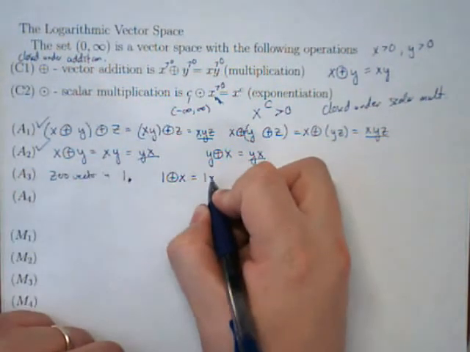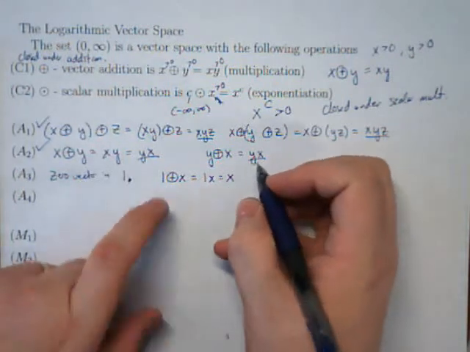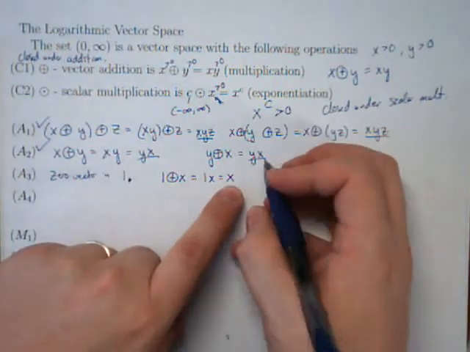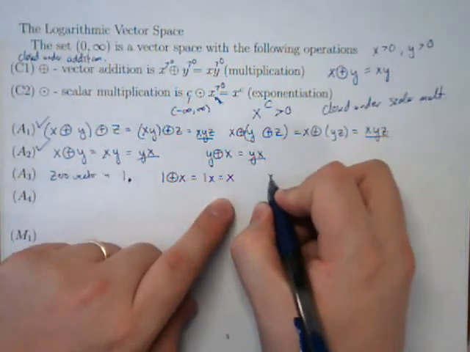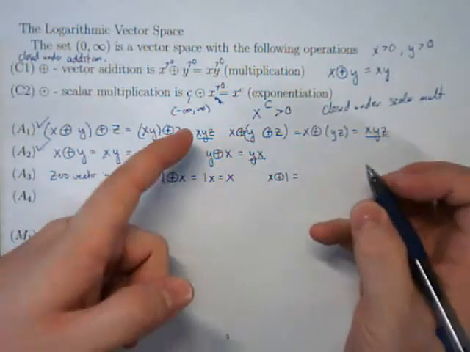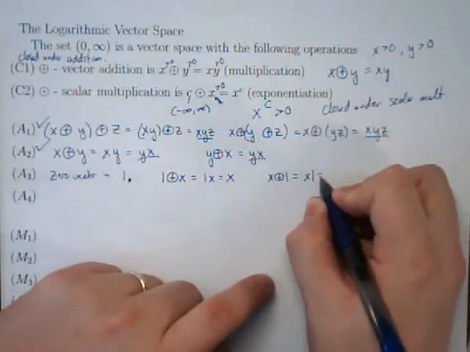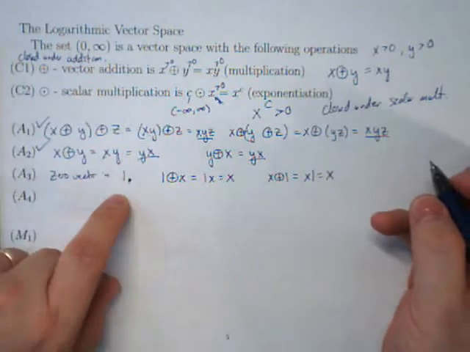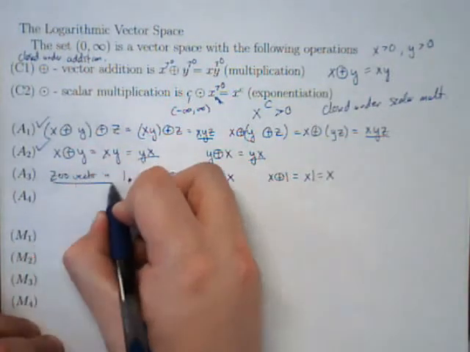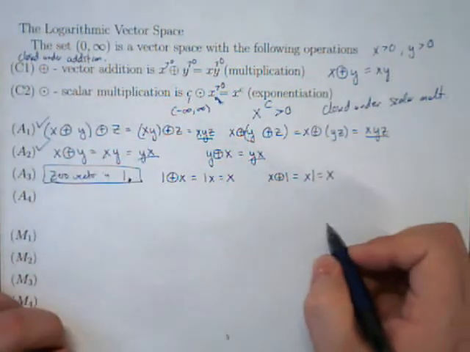That's 1 times x, which is just x. So adding 1 does nothing. Similarly, if I take x plus 1, well, that's the exact same thing as x times 1, which is x. So 1 does nothing. Oddly, the 0 vector is 1.